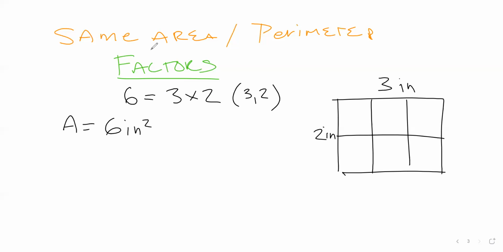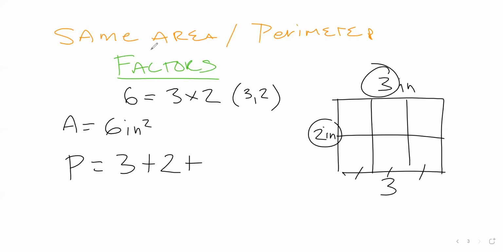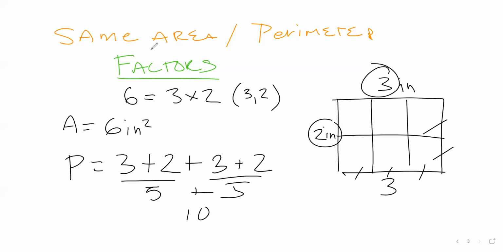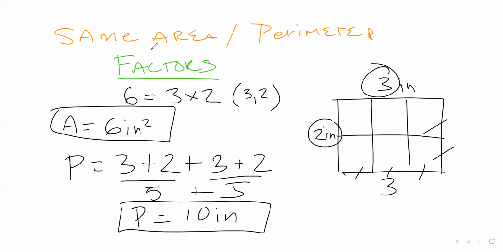Now, in order to do this correctly, what this means is if I add all of my sides together for my perimeter, I want the answer to be 6. So let's roll with that. I'm going to have 3 plus 2 plus 3 more plus 2 more. So that's 5 and 5, 10. So my perimeter is 10 inches and my area is 6 inches. So this didn't work. And that's okay. I tried, it didn't work.